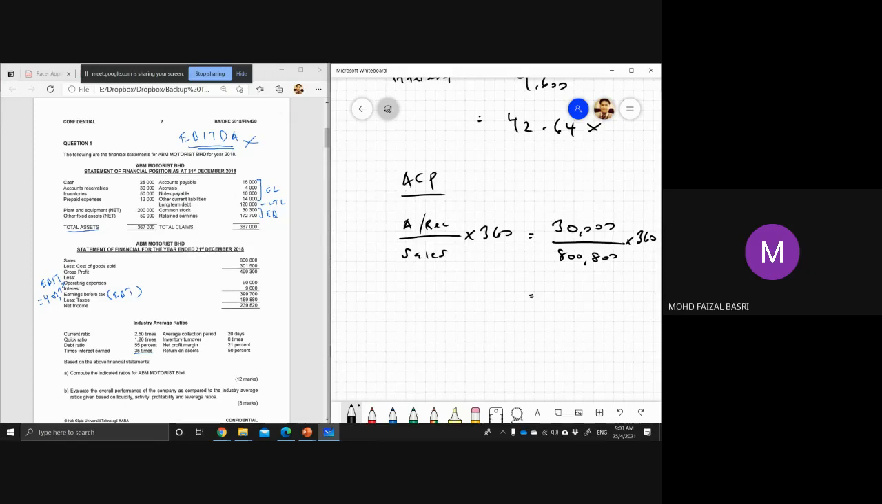So 30 divided by 800 times 360. So the answer here is about 13.5 days, but I'm going to round it up. Okay, round up siap-siap je lah. I'm going to use 14 days. Sebab hari macam mana nak kira point kan. So for days, I'm going to round up to 14 days.